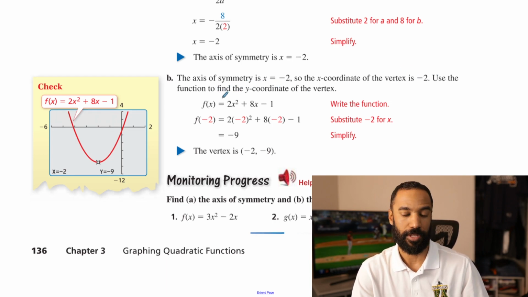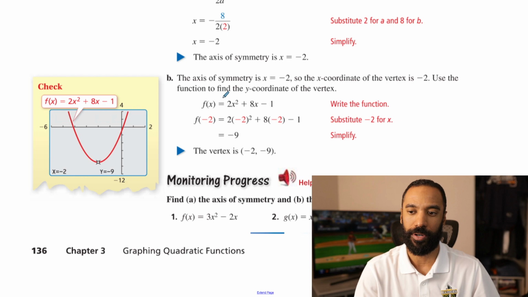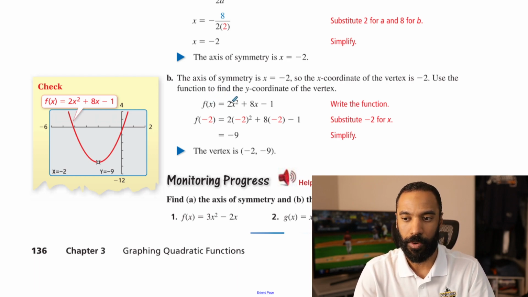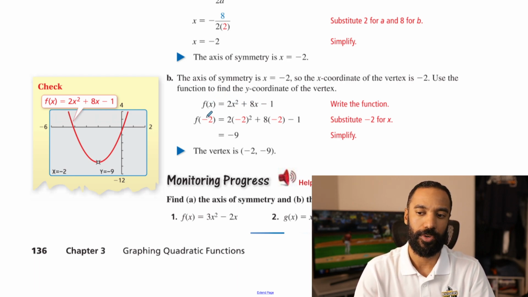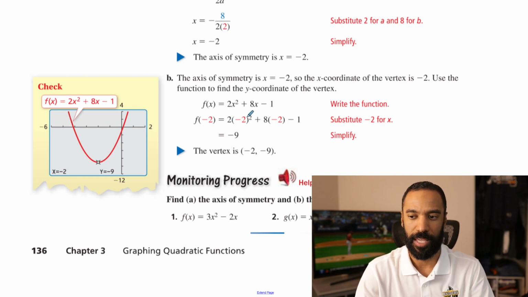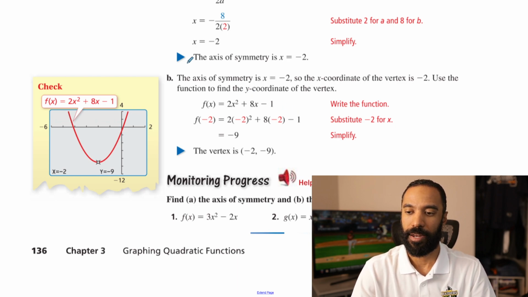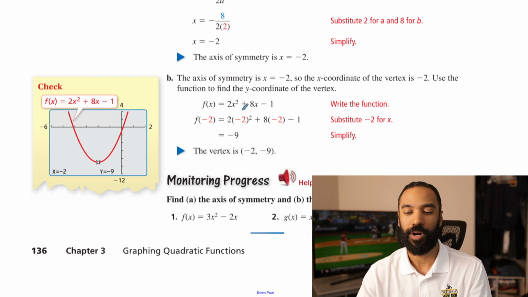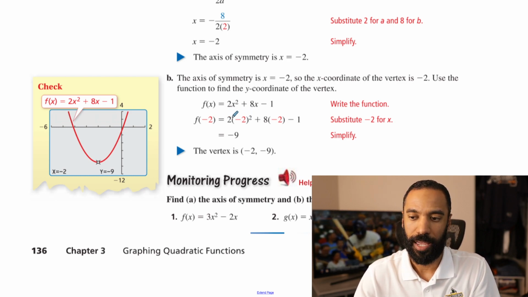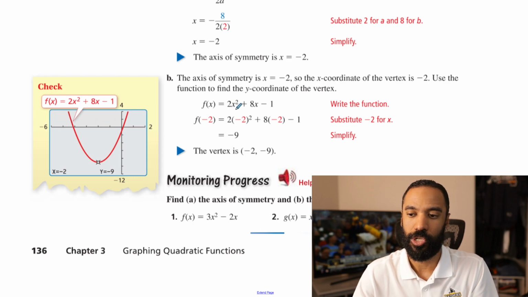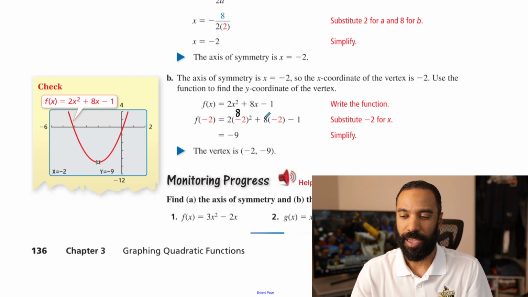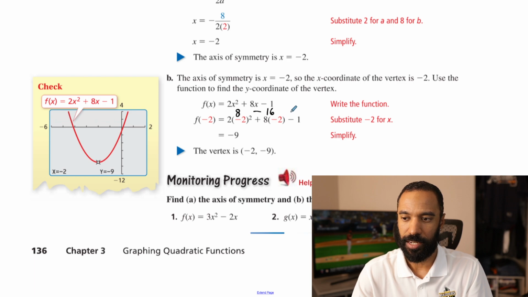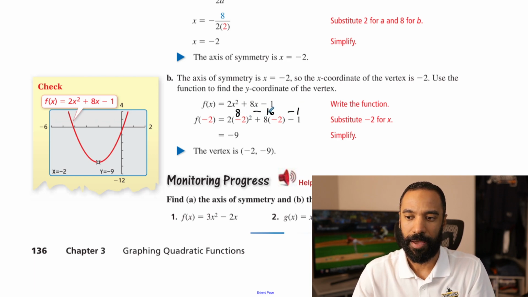Use the coordinate. So here's what they say. Use the function to find the y coordinate of the vertex. For f of x equals 2x squared plus 8x minus 1, we're going to do f of negative 2 equals 2 times negative 2 squared plus 8 times negative 2 minus 1. Excuse me, I said plus 1, it's minus 1. Now they say equals negative 9 straight up. Use order of operations. But let me break this down a little bit more. Negative 2 squared is 4. Remember, you do that first. And 2 times 4 is 8. And then you have 8 times negative 2, which is negative 16. And then that minus 1. So 8 minus 16 is negative 8. Minus 1 is indeed negative 9.